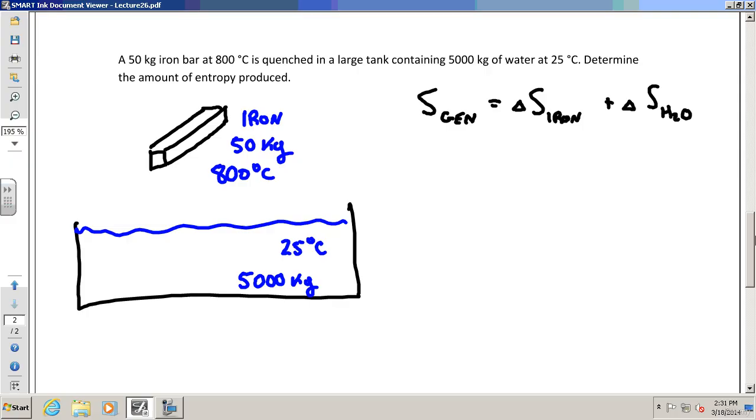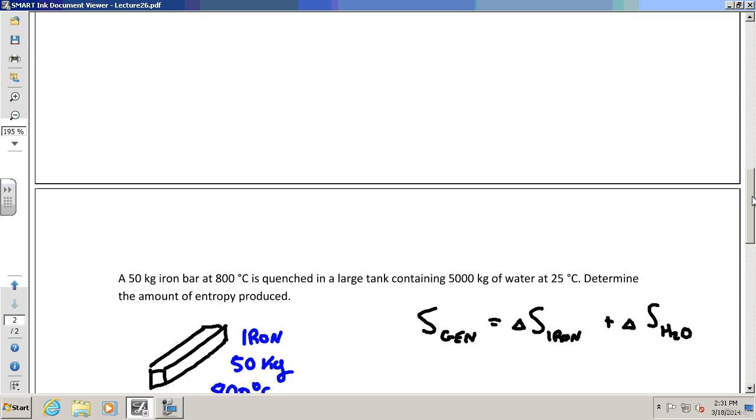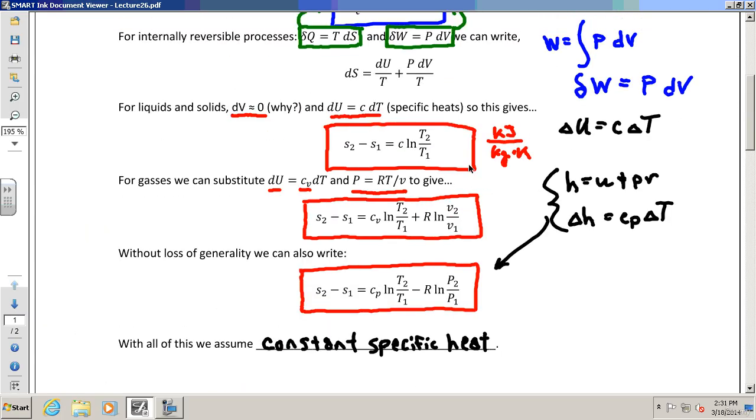If you go back to these formulas, it says I need to get the change in entropy of iron and the change in entropy of water. Let's take a look at the formula for liquids and solids, right here, the top one I boxed in red. What are the two things I need to know to get S2 minus S1? Well, three things, but I obviously need to know the specific heat. What are the two things I need to know besides specific heat? The temperatures. Now I'm given, obviously, the initial temperature, T1.